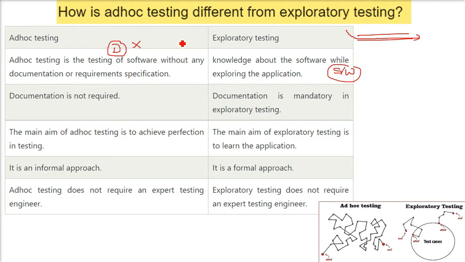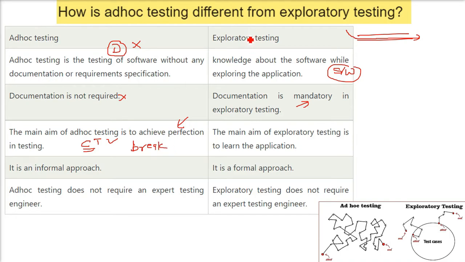You are finding the ways by yourself. In ad hoc testing, as I told you, because it is informal, documentation is not required. In exploratory testing, documentation is mandatory. The main aim of ad hoc testing is to achieve perfection in testing, because all the other testing has already been done. Now you are doing everything to break the software. We do everything which is possible. We need to crash or break the software.